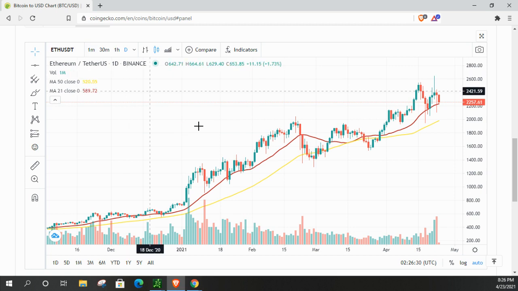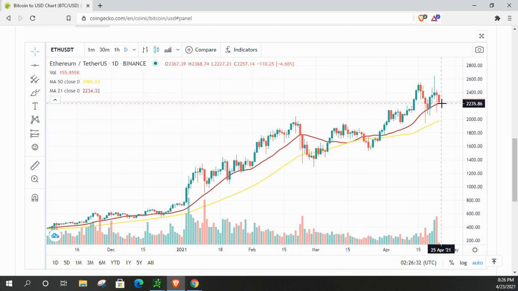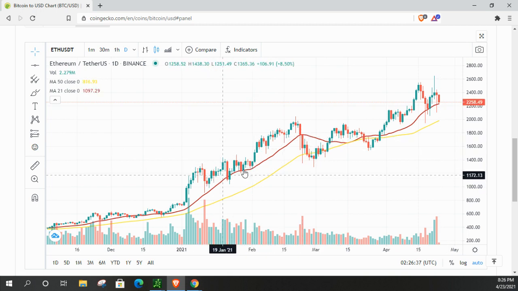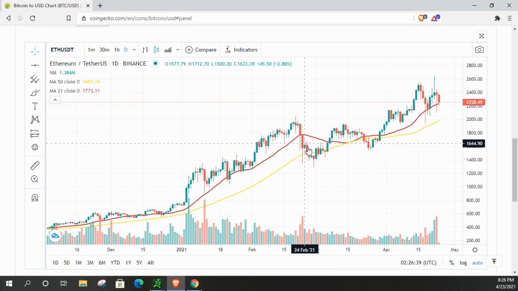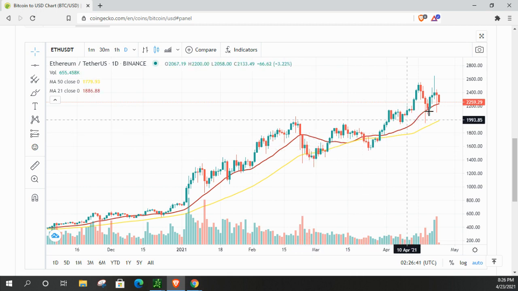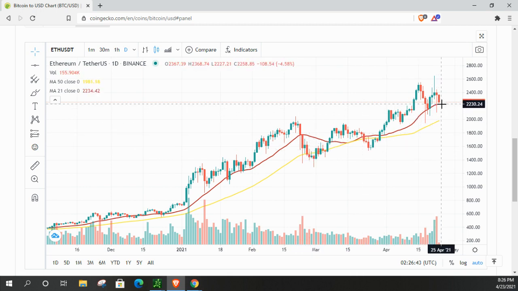So Ethereum, you can see here, is kissing that 21-day moving average. And really, there have been some points where Ethereum's held it, and other times where it hasn't. So it could still be a good buying level. I'll probably end up buying a little bit here, and if it does leak down to the 50, I'll probably buy again there.